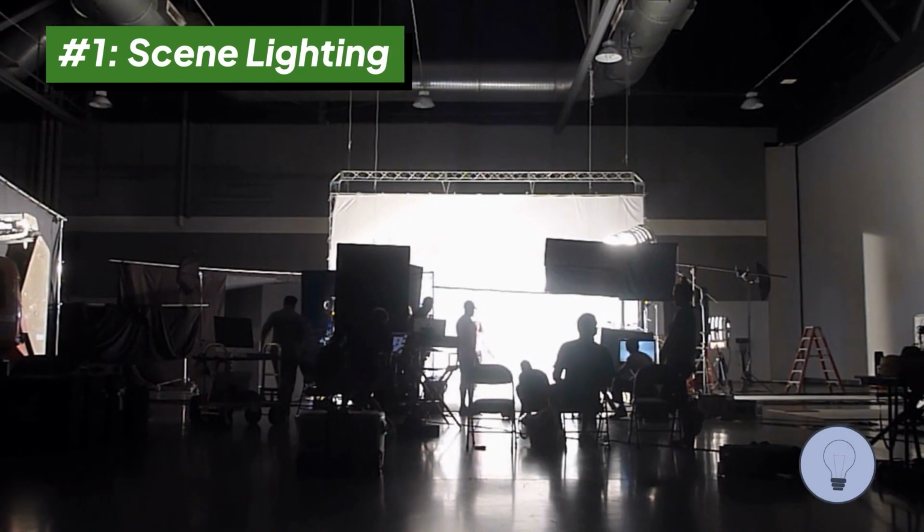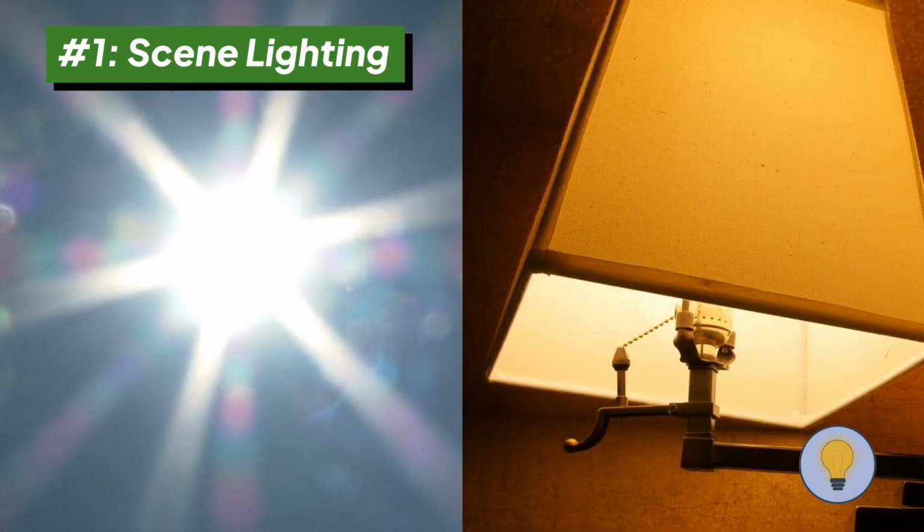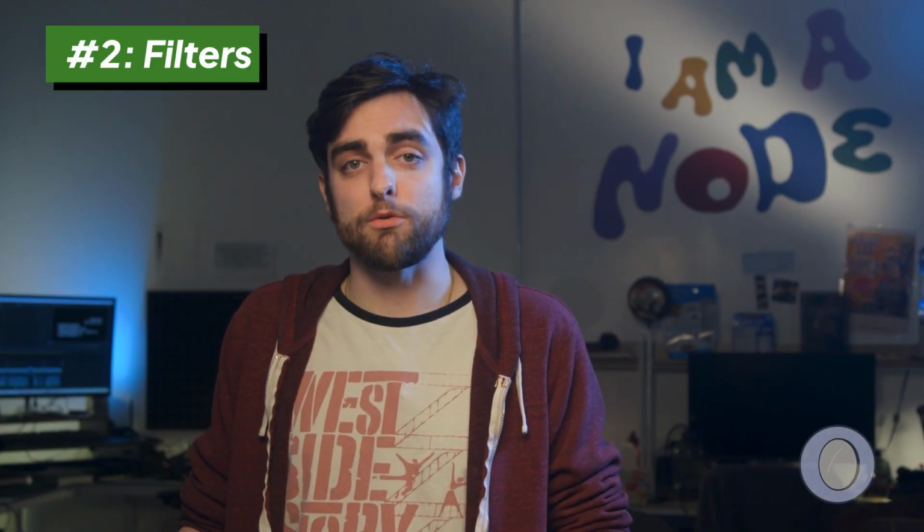The first element is scene lighting. It's all the light that comes from your scene. You could use light from the sun, a lamp, or actual film lights. All that light bounces around your scene, some of it gets absorbed, and the rest heads towards your camera. On its way to the camera sensor, you can use filters in front of your lens.